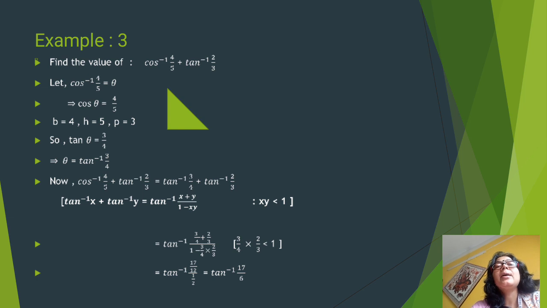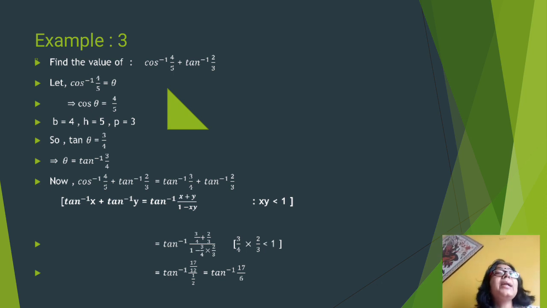Next, tan theta we can get as perpendicular height by base. So tan theta is coming 3 by 4. We can write then theta is equal to tan inverse 3 by 4. Next, the cos inverse 4 by 5 plus tan inverse 2 by 3 is now coming tan inverse 3 by 4 plus tan inverse 2 by 3.